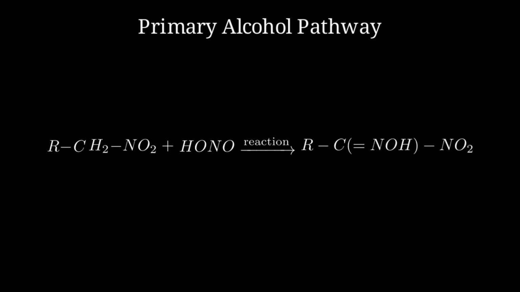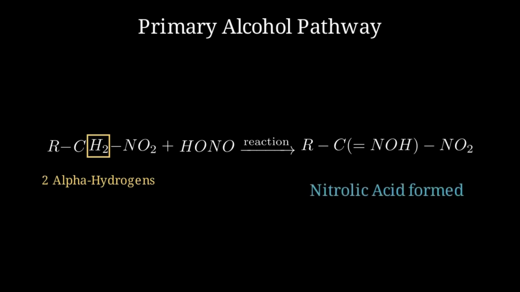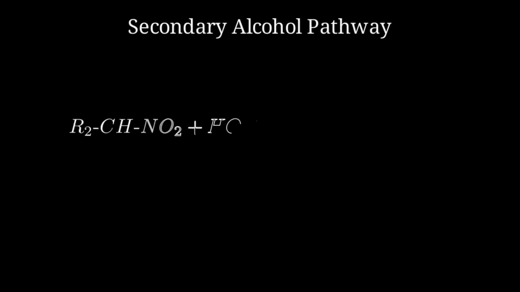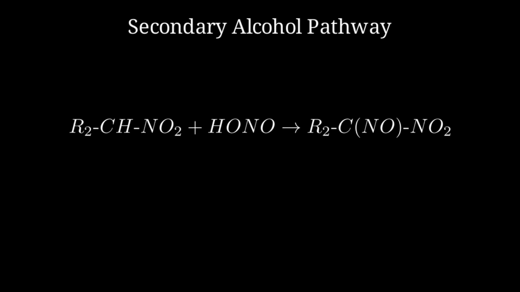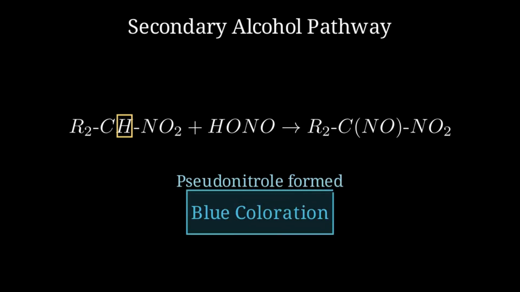When their nitroalkane derivative reacts with nitrous acid, it loses water to form nitrolic acid. This molecule contains both a nitro group and an oxime group, which is essential for the final color change. Secondary alcohols possess only 1 alpha hydrogen. Reaction with nitrous acid results in the formation of pseudonitrole. Unlike nitrolic acid, pseudonitrole cannot form a salt with alkali, but it is inherently blue in organic solvents.